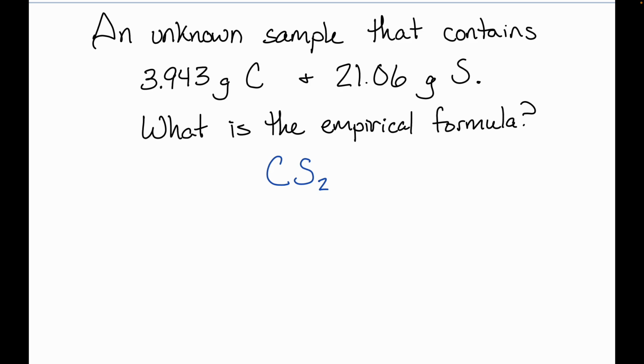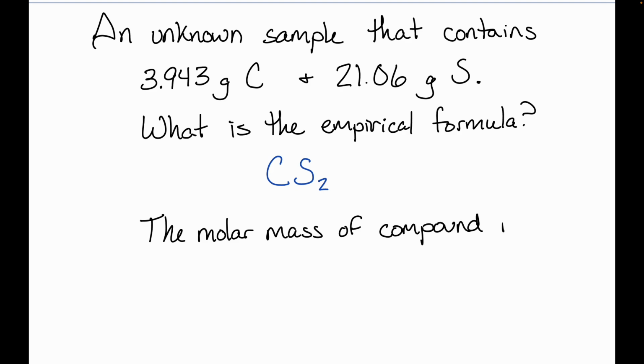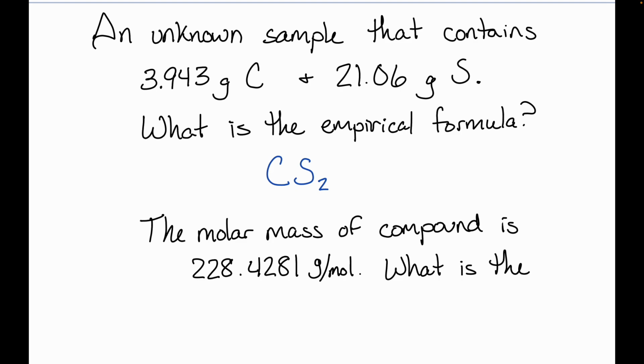Okay, we're going to put this thing back in our mass spectrometer. We're going to change our settings a little bit, and now it's going to tell us that the molar mass of this compound is 228.4281. If it's a molar mass, what are my units? Grams per mole. And from here, we can say, what is the molecular formula?